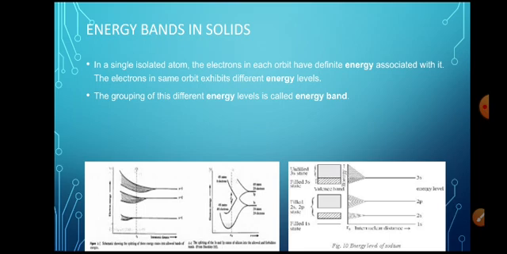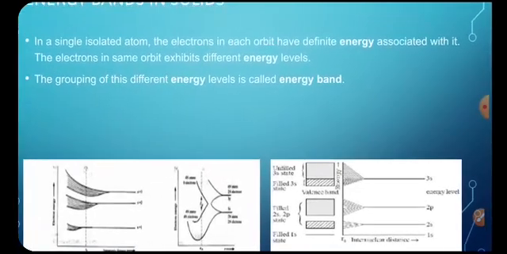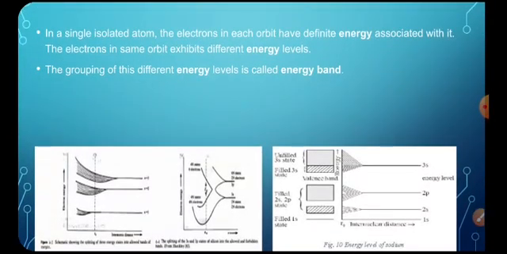The orbital electrons of all the atoms form another band, and here you see the valency bands: first band, second band, 1s, 2s, 2p, 3s, right?